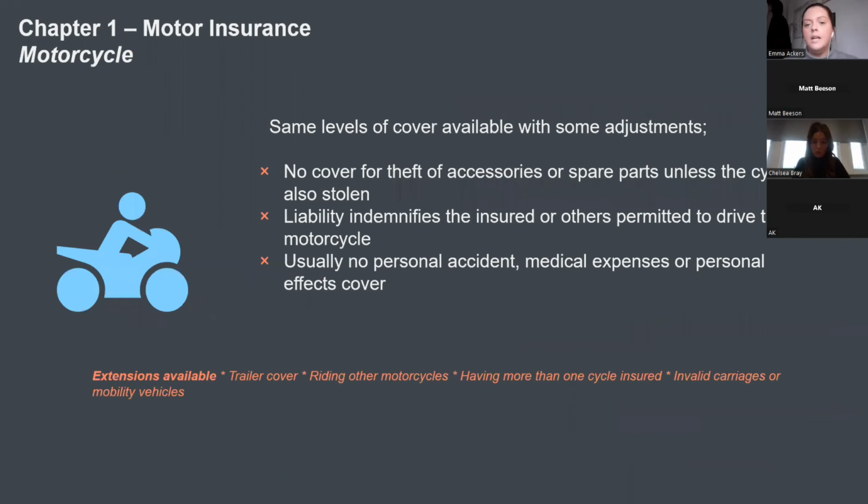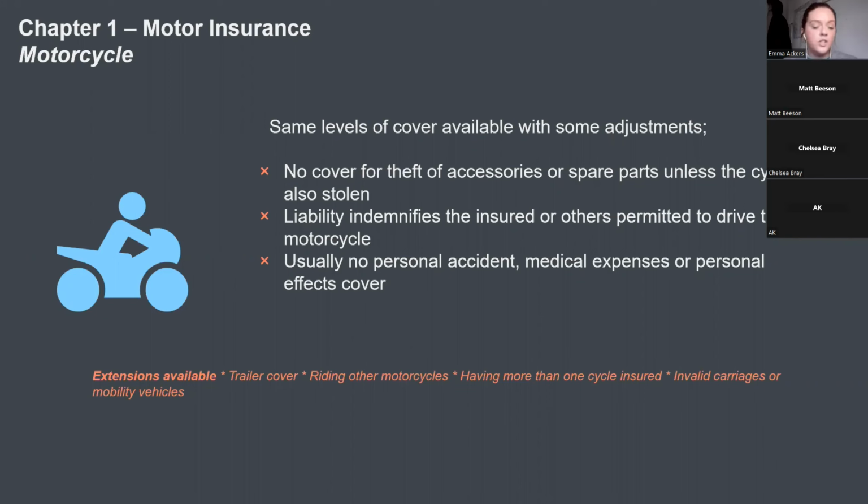Okay. Now with the motorcycle cover, we have the same levels of cover available for motorbikes, but there are just the following adjustments. You're not covered for your accessories or spare parts unless the bike's stolen as well. This cover is for the insured and others permitted to drive or ride the bike. And there's usually no personal accident cover or medical expenses, because obviously it's a bit of a higher risk. There are some extensions available, which I've listed below in orange, so cover for riding other bikes, or having more than one bike insured under a policy, for example.